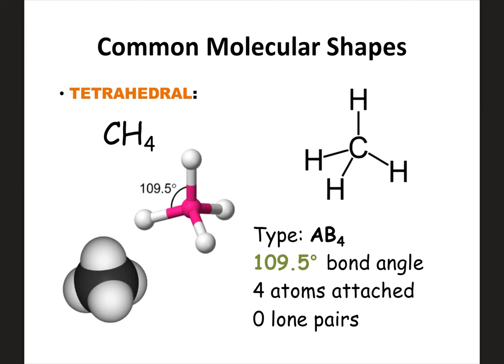So anytime you draw a dot structure and you have 4 things attached to the center, 0 lone pairs on the center, then you have the tetrahedral shape. Remember, the type and the bond angle are not as important as knowing how many things are attached and how many lone pairs are on the center.